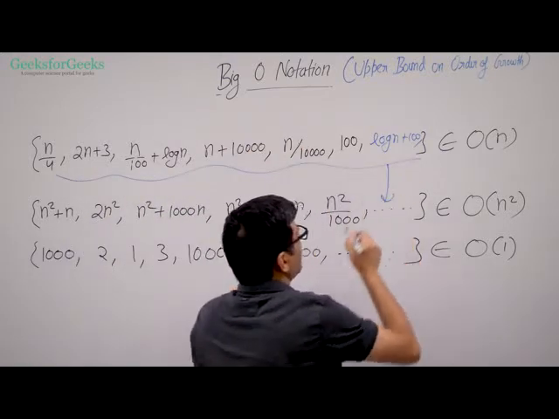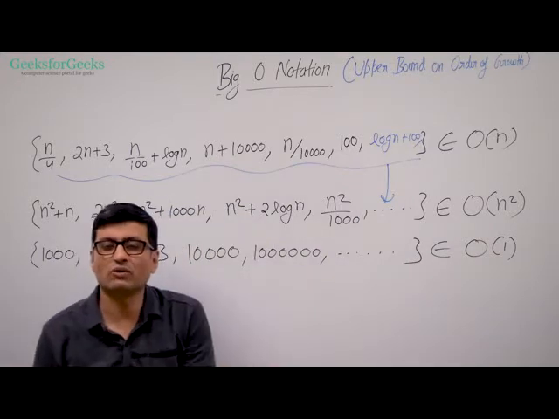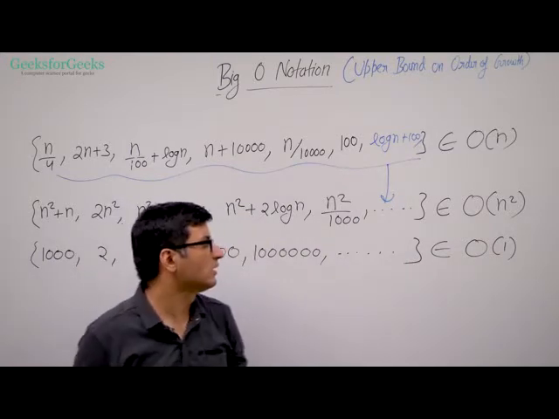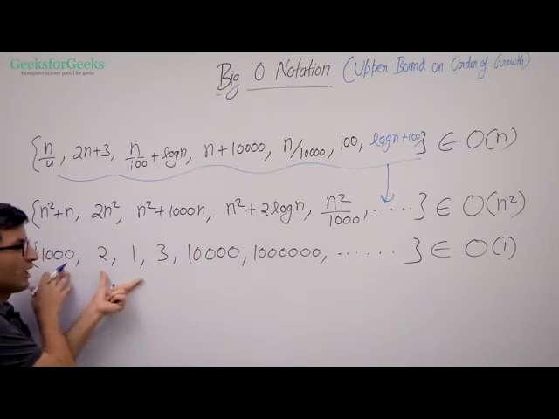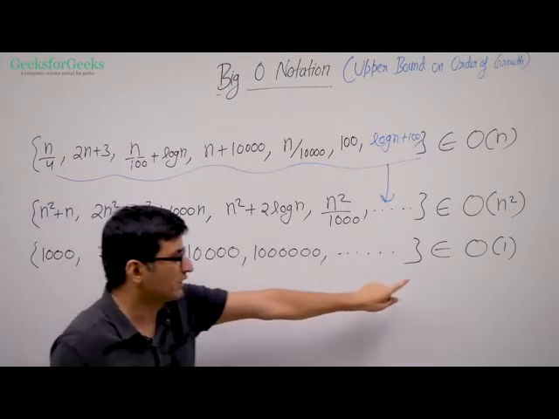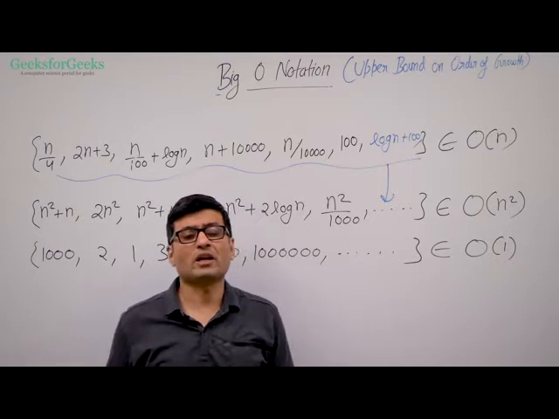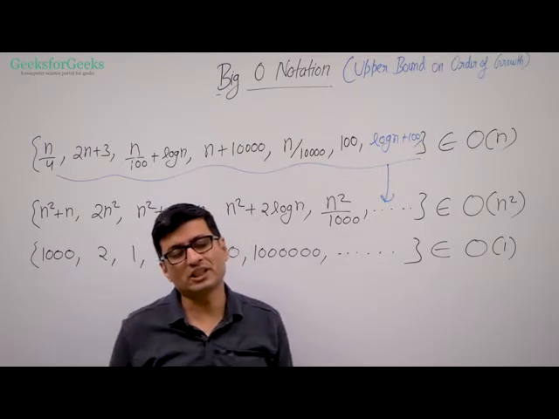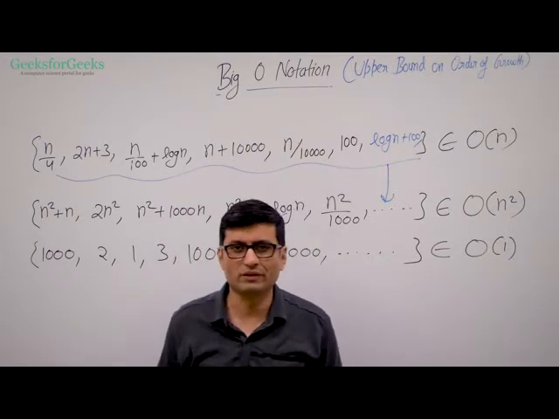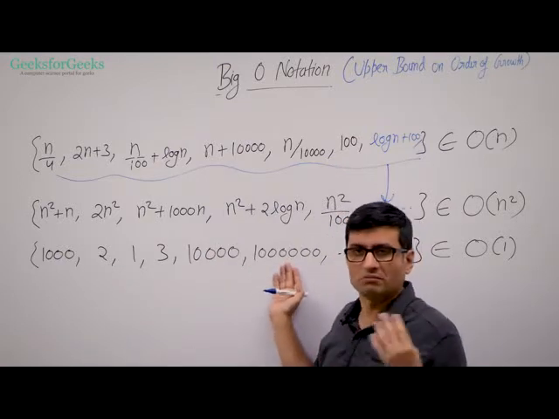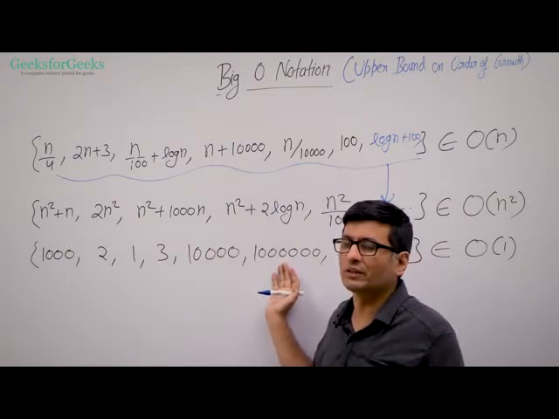They are also part of big O of n square because they have order of growth less than n square. All the constant values come under big O of 1. It does not matter how big your constant is, as long as it does not depend upon n, it's big O of 1. Even if it is this big or bigger than this, if it is a constant, it's big O of 1.